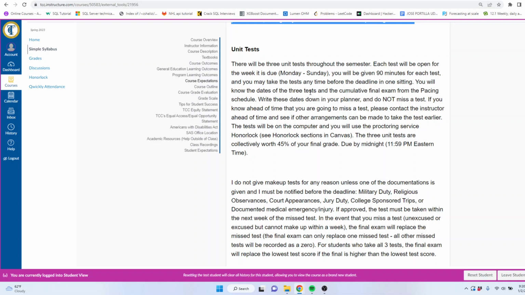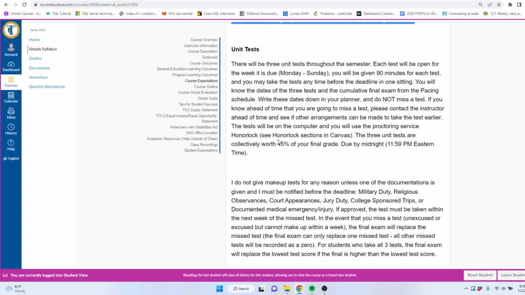The schedule for the tests will be in the pacing schedule, which is below. So once again, when we get down to that, I'll talk about that a little bit. The tests will be proctored using HonorLock. At this point, I think most students are aware of what HonorLock is.